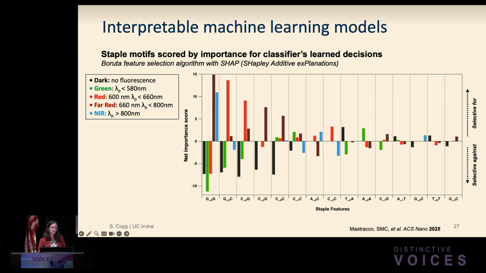So we use a process called feature analysis, where we can actually score how each of those staple motifs controls the decisions made by the model. And we found these patterns here, which could be used to design these nanoclusters from a fundamental standpoint, and also give us insights into the chemistry of the clusters.